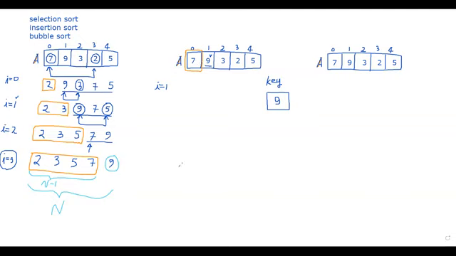So the basic idea is what I told you. For example, we have this partially sorted array, and here I have 3. This is the basic idea.